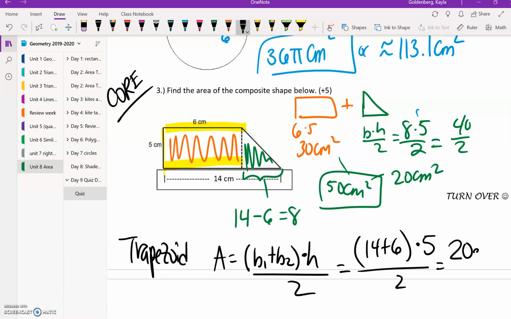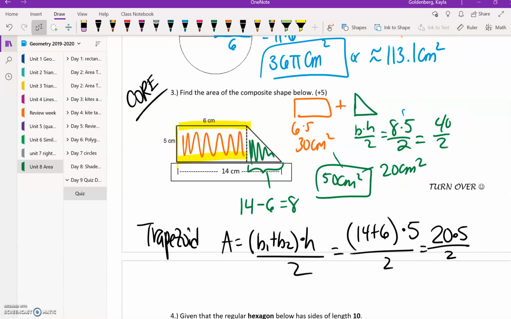So it looks like I've got 20 times 5 cut in 2. 20 times 5, think about it like $20 bills. If you have 5 $20 bills, you've got $100. Cut in half, and we see that we also get 50 as well.